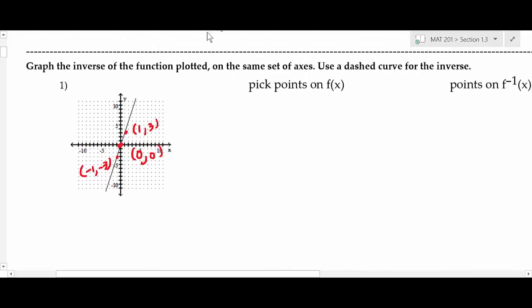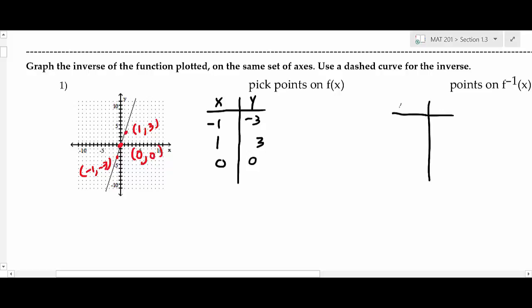What I'm going to have you do is make a table of values. Really all we need is a couple of points on a line anyway. So we have x and y: -1, -3; 1, 3; and 0, 0. Now we're going to make another table of values, but this time for f inverse. What do you remember? How do you make an inverse? It's very easy. You flip the points around. It just means x becomes y, y becomes x. So we have -3, -1 now, 3, 1, and of course 0, 0 is still 0, 0.